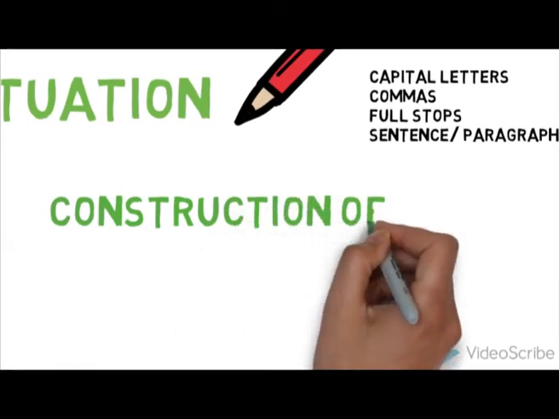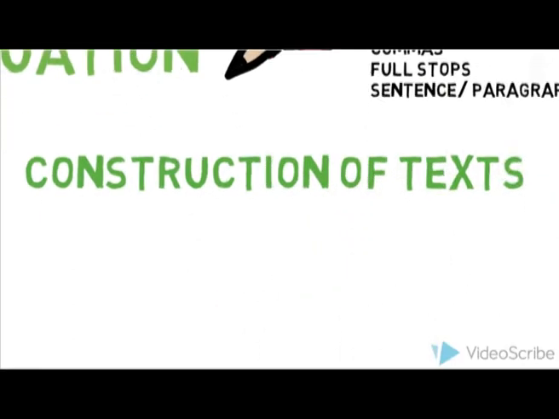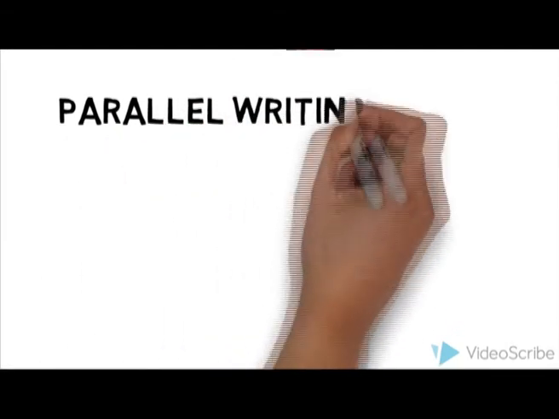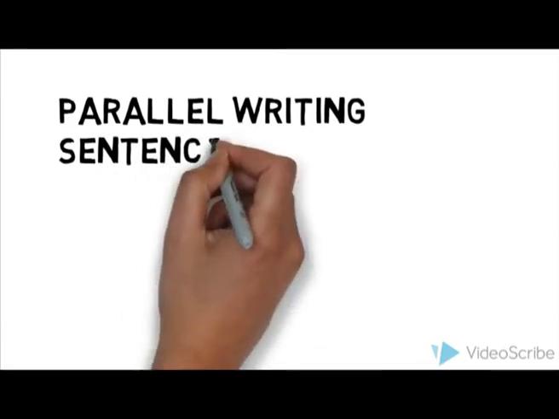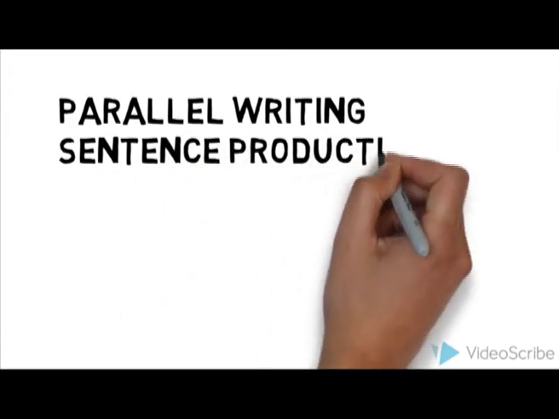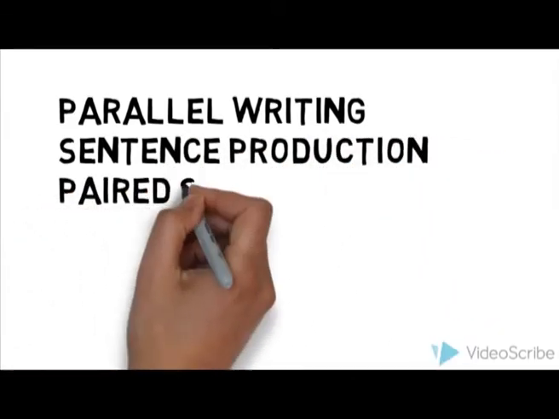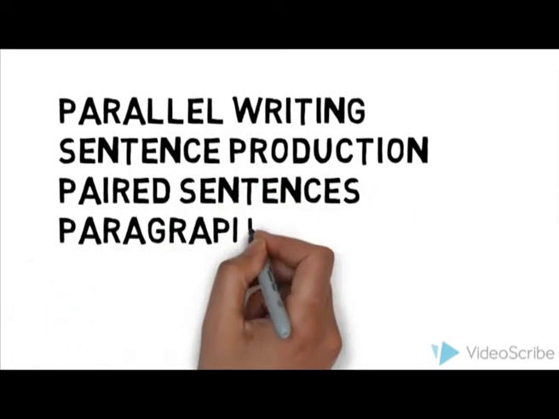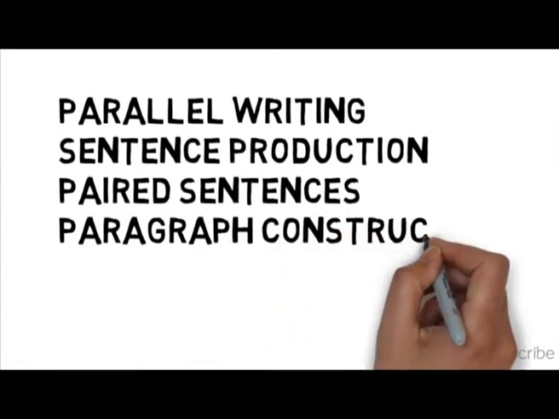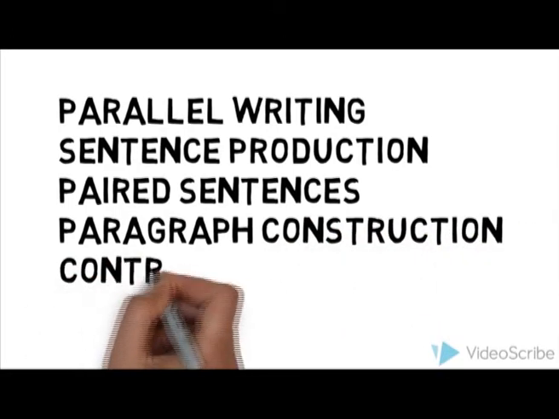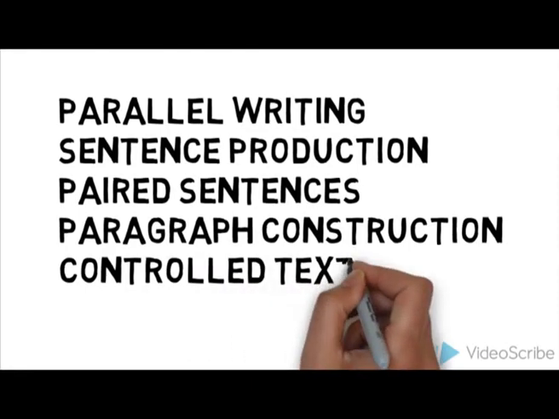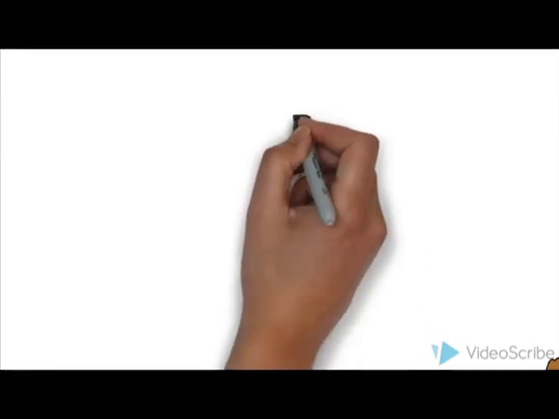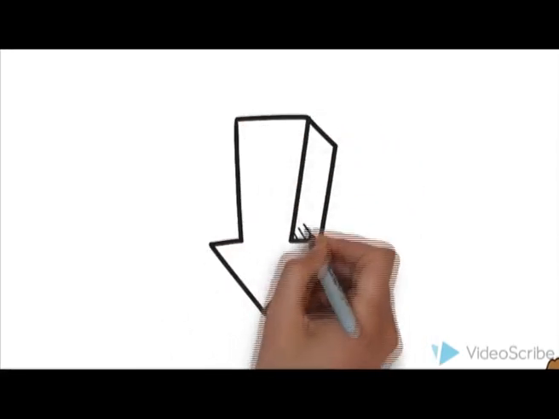And our final component is sentence, paragraph, and text. When you put words together, we have parallel writing, which consists of sentence production, paired sentences, paragraph construction, controlled text construction, or free text construction when you move to creative writing. So those are the main aspects.